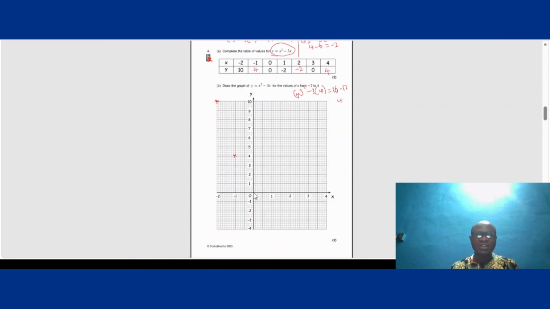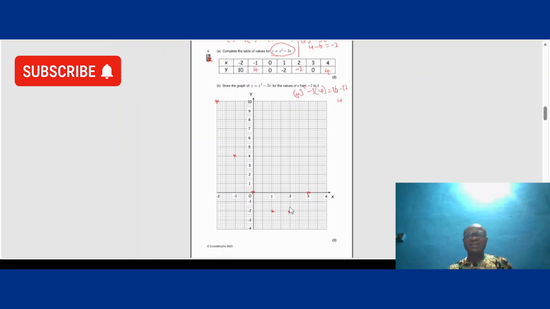When x is 0, y is also 0, see it. When x is 1, y is negative 2, see the point here, down. When x is 2, y is also negative 2, look at the point. When x is 3, y is 0, see the point. Lastly, the last but not the least, when x is 4, y also is 4. Here is the point. I have completed the table. I have marked the points, the coordinates of x and y.